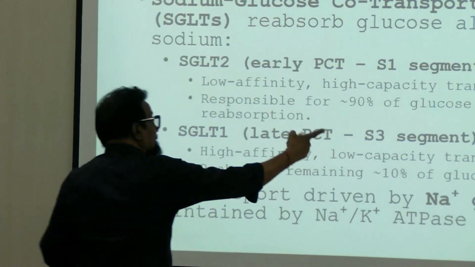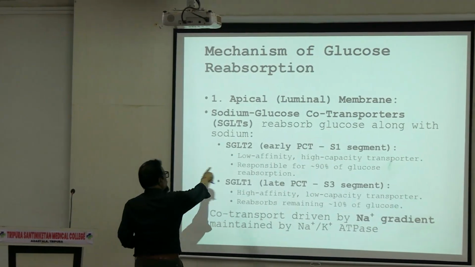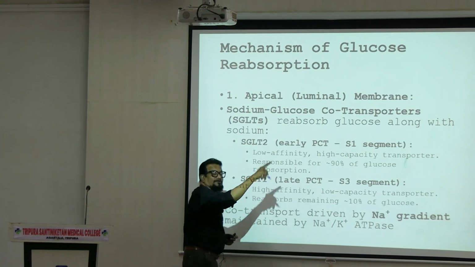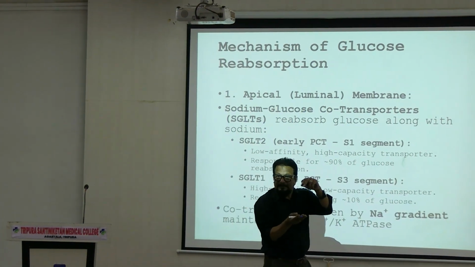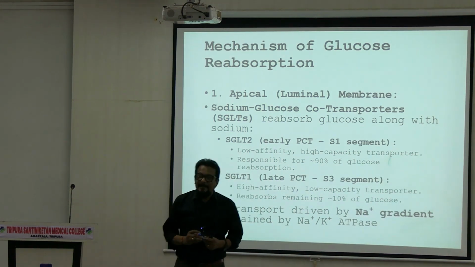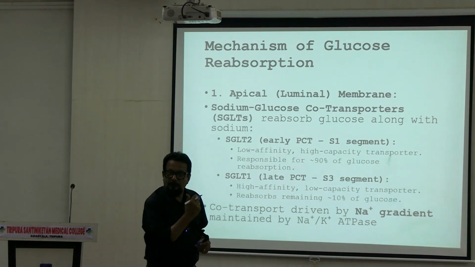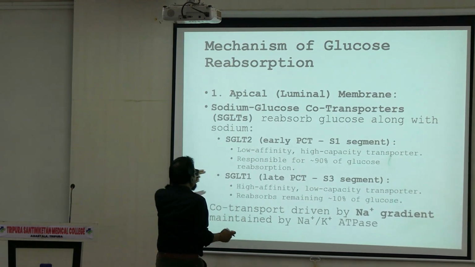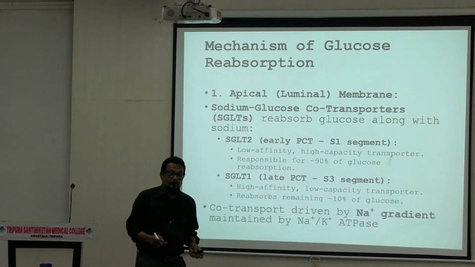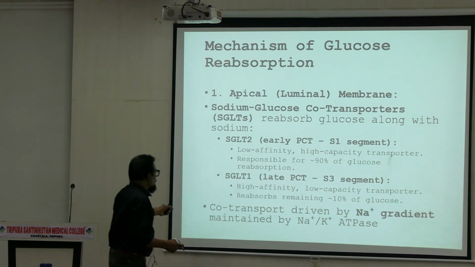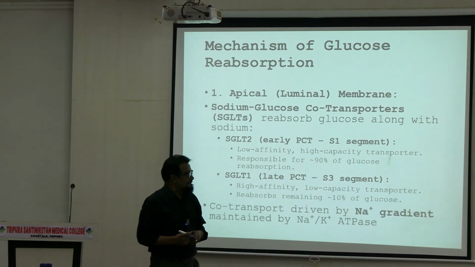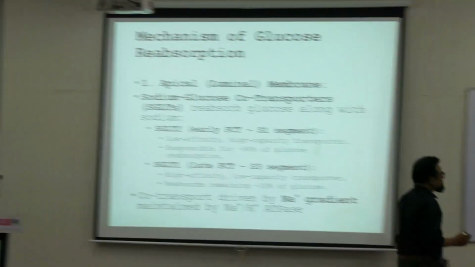Okay, so in this proximal tubule, for transportation, in the early part of the proximal convoluted tubule, that is the S1 segment, the initial part, they have SGLT2, the glucose transporter. And the later part, that is the S3 segment, they have SGLT1. We'll see the functional difference. And co-transport driven by the sodium gradient maintained by the sodium potassium ATPase pump, what does that mean?